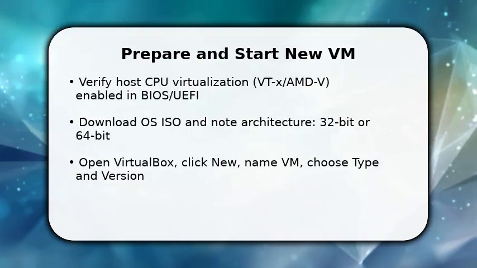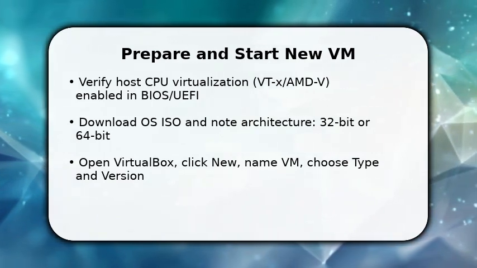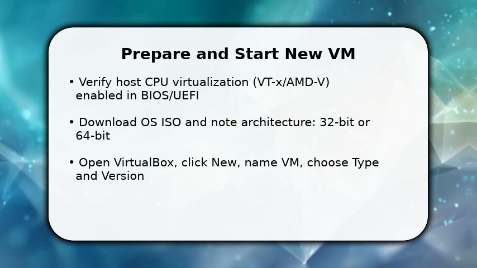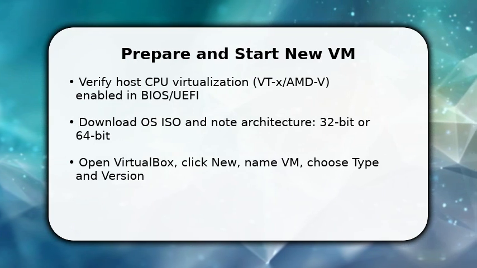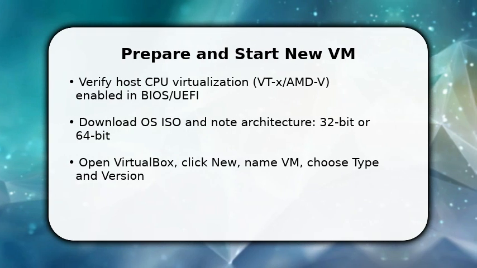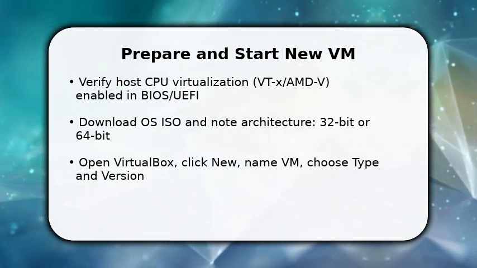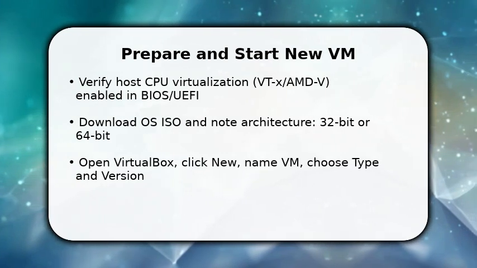You start by making sure virtualization is enabled and your OS ISO is ready. Once done, open VirtualBox and click New. Give the VM a clear name and pick the right type and version so VirtualBox applies sensible defaults. Make sure to choose the correct architecture, 64-bit if supported, because that determines memory and CPU options later.